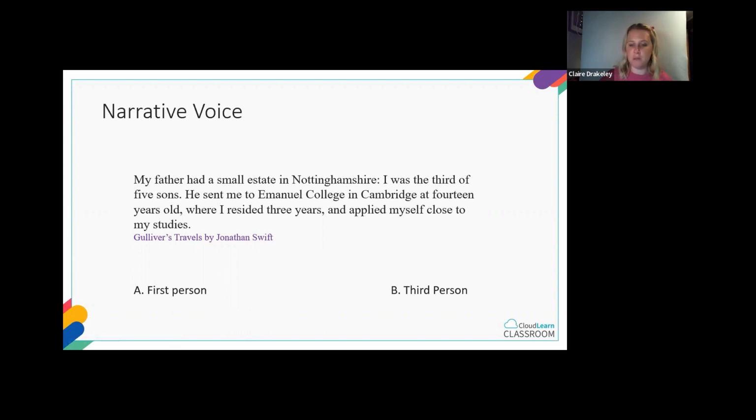So if I put the poll up now for you, you can take a vote on A or B. Do you think that extract shows A, first person, or B, third person narrative? I'm not going to explain what either of those are just yet. This should be revision. Hopefully we've covered this before, but don't worry, after this one, I'll explain what they both are. So is this A, first person, or B, third person? This is something that will come up in your exam and you will need to know.